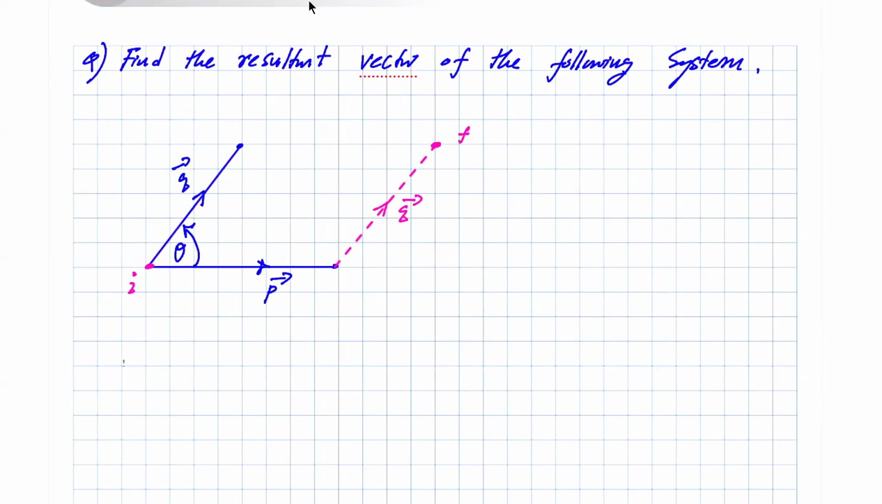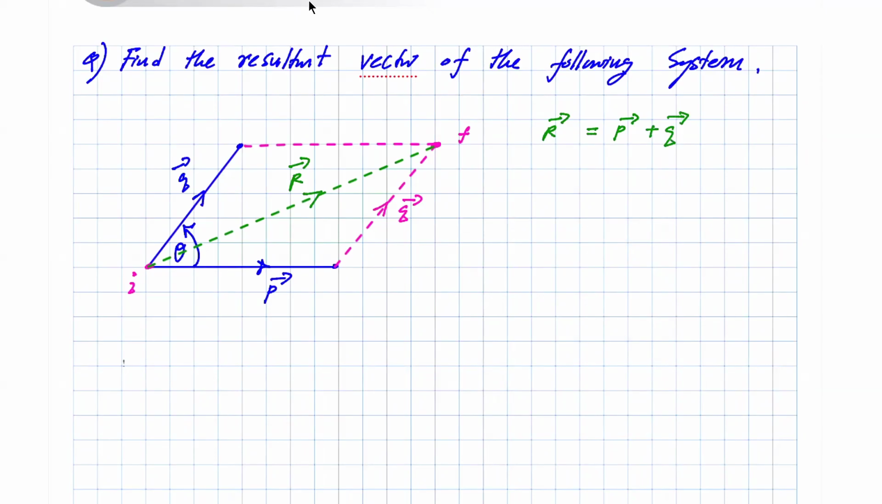Now you can make a parallelogram like this. So what is your resultant? Your resultant is from initial to final like this. This is your resultant, R. So vectorially you can say R vector is equal to P vector plus Q vector. Very easy. Vectorially you can write in that way.